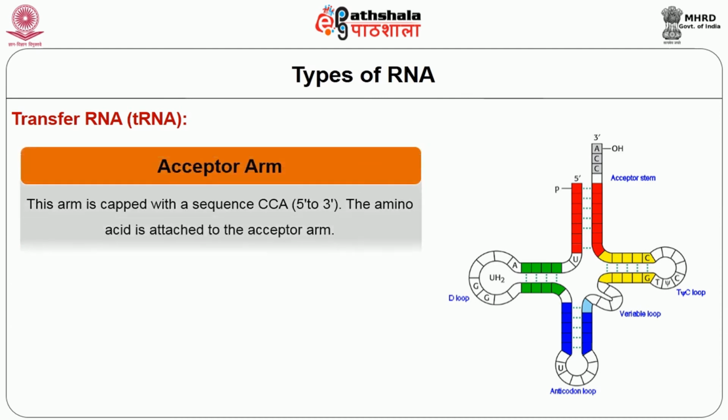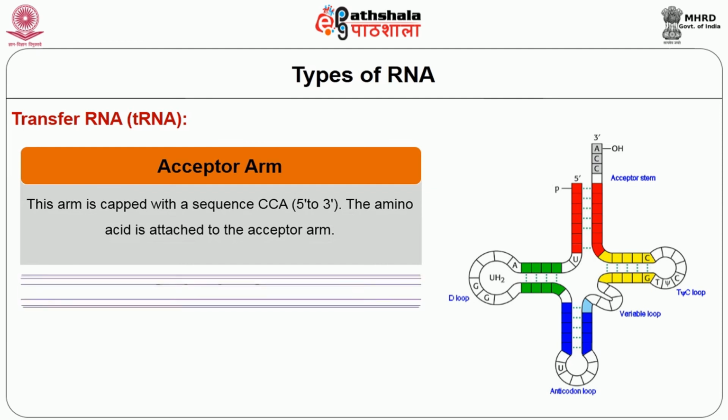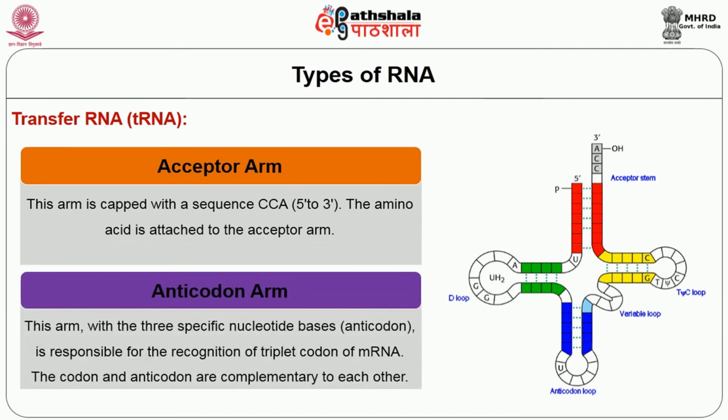The acceptor arm is capped with the sequence CCA from the 5' to 3' direction, and the amino acid is attached to the acceptor arm. The anticodon arm, with the 3 specific nucleotide bases, namely the anticodon, is responsible for the recognition of the triplet codon on the mRNA. The codon and anticodon are complementary to each other.